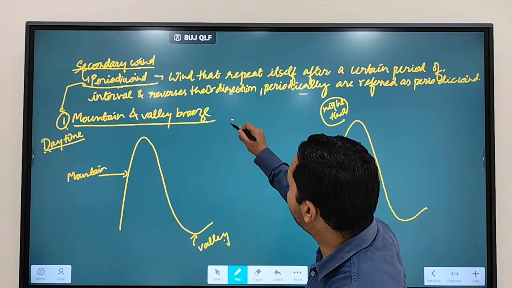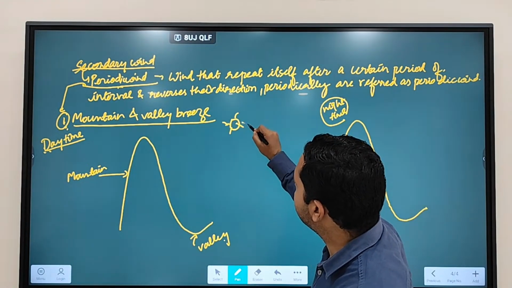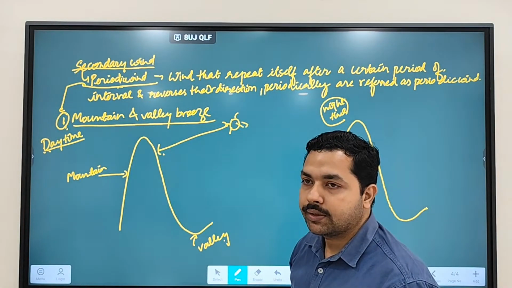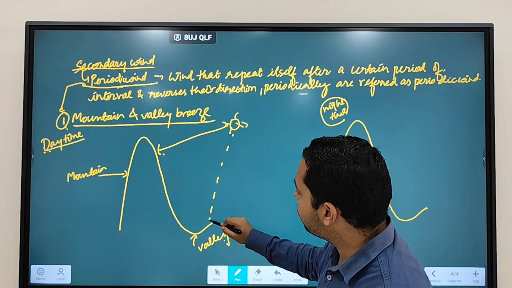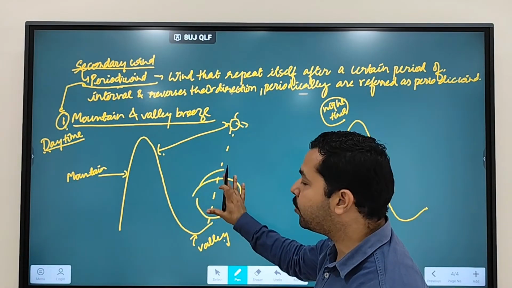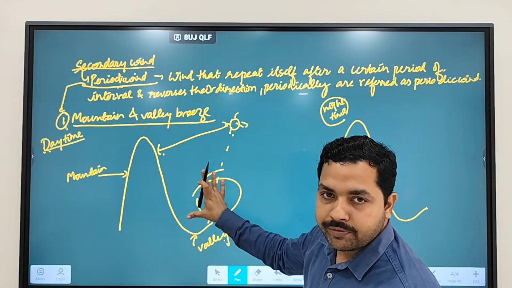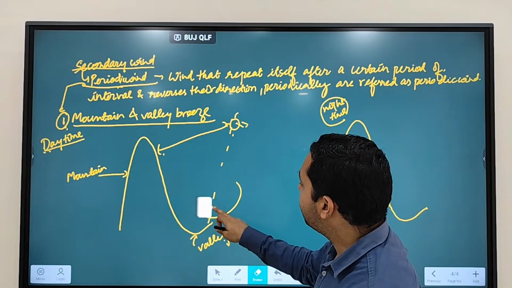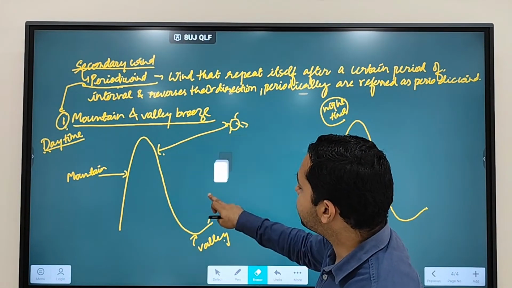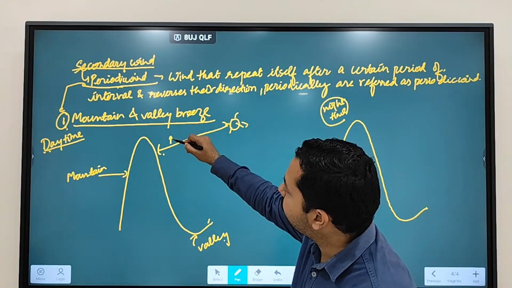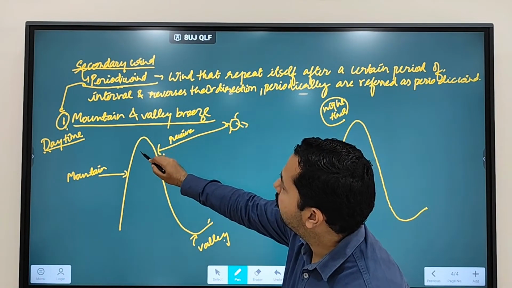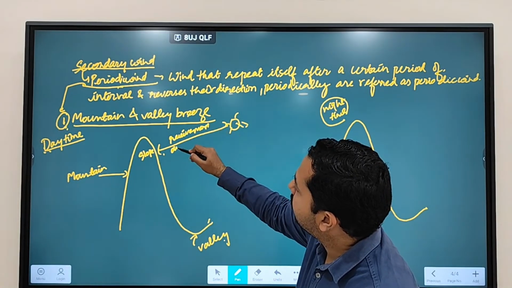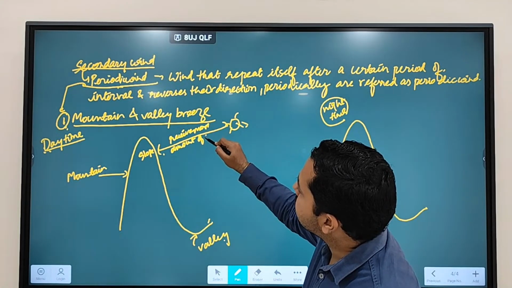During the daytime, what will happen? Let's say sunlight is like this. This mountain slope is going to receive more sunlight as compared to the valleys, because over the valleys you have more atmosphere. More atmosphere means more refraction, more reflection will take place. Clear? So during the daytime, the mountain slope will receive more sunlight as compared to valleys.